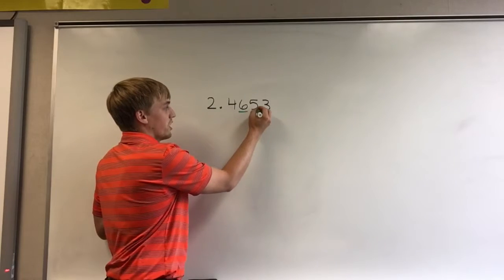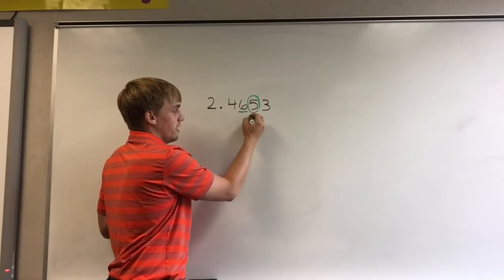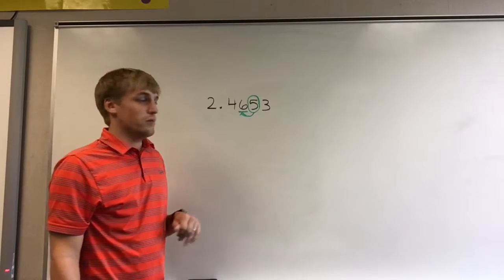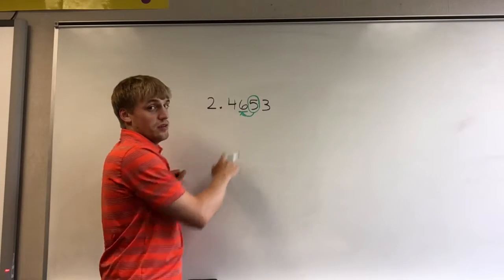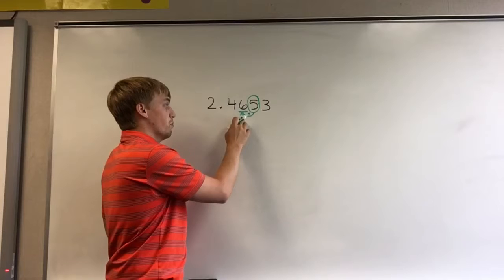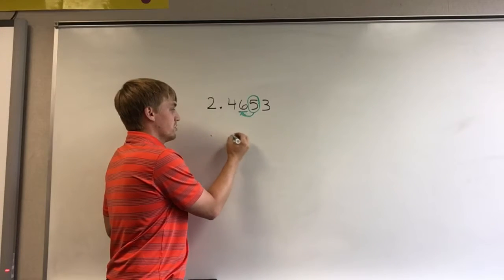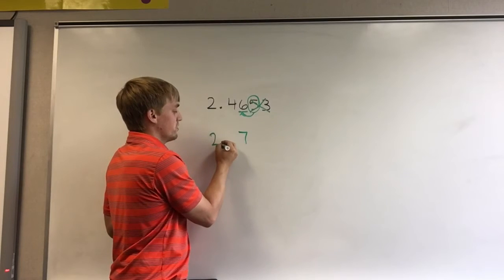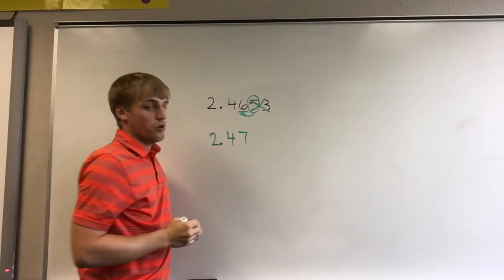So the 6 is in the hundredths place. So we need to look at the number behind it, which is a 5. And the 5 tells the 6 if it's going to go up or stay the same. Since it's a 5, 5 or above goes up, so we're going to bump up the 6 to a 7, and these two numbers will come off. So our final answer would be 2.47.